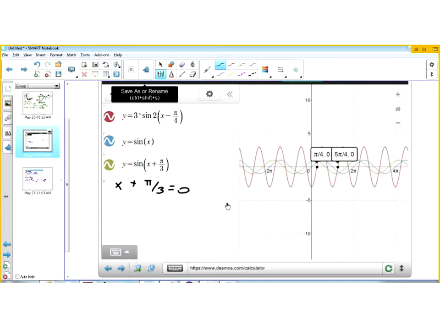Okay, so the start of the period then would be negative pi thirds. And the end of the period would be found by setting x plus pi thirds equal to 2 pi. Okay, and so that would be, what, 5 pi over 3? Okay, and since we didn't do a horizontal stretch or shrink, the period is 2 pi.